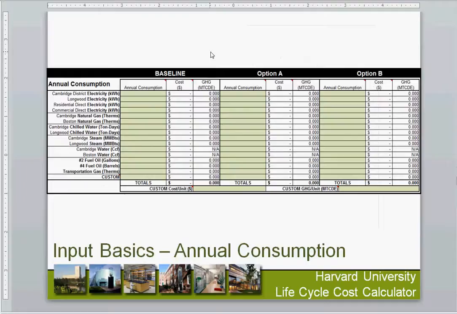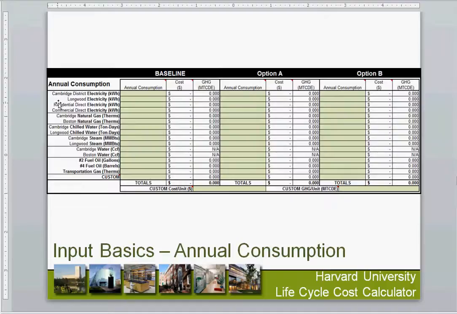Next, we need to get into the annual consumption. Even though I was just talking about how it's really set up for a lot of projects, anything with a maintenance component, we're also set up very much for energy conservation measures. So for the Harvard calculator, we have different rates at Cambridge versus our Longwood campus, which is a medical school campus. We also have certain properties that are direct build.